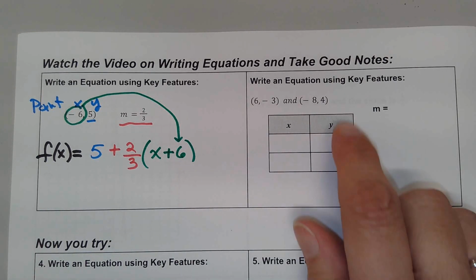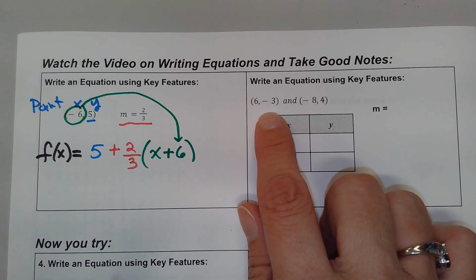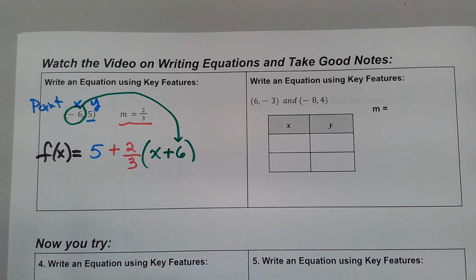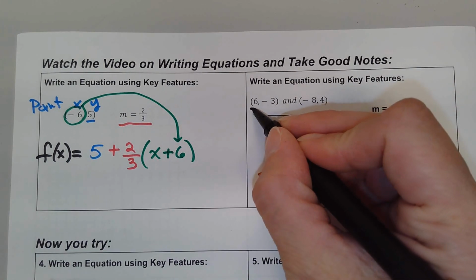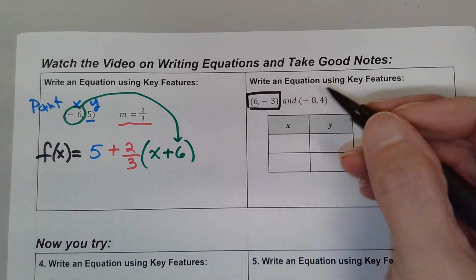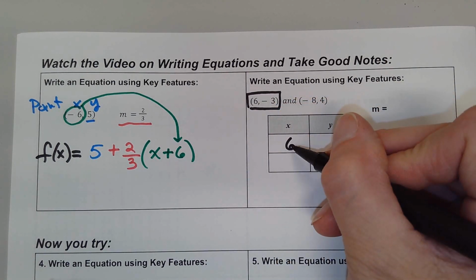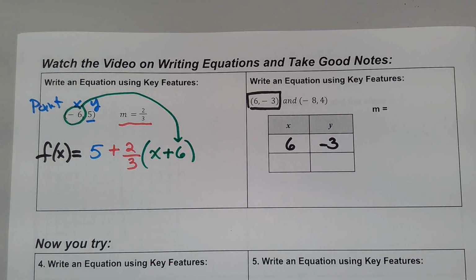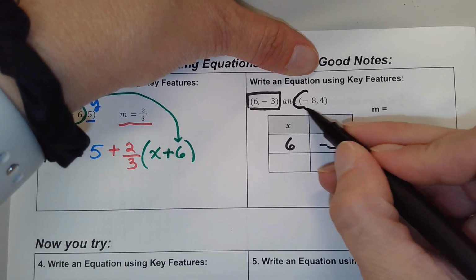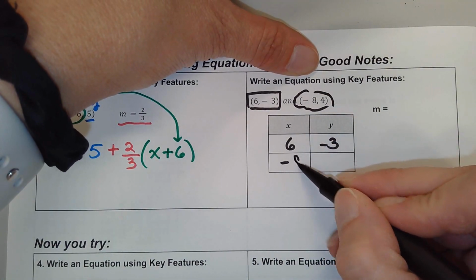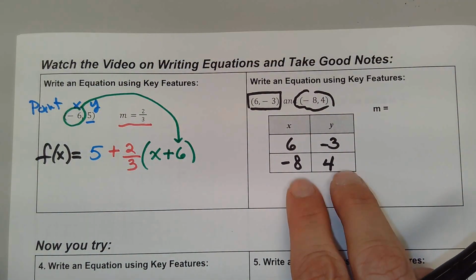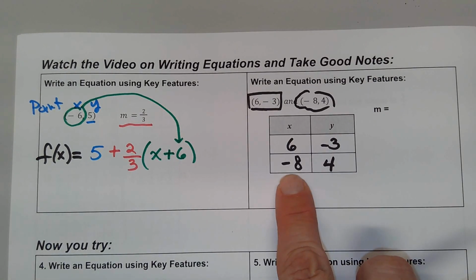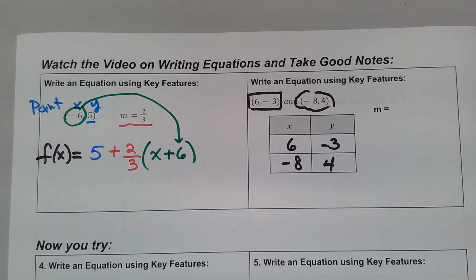All right, let's write another equation. Since we were given 2 points, I'm going to put them into our table right here. This first point, which is 6, -3, is going to go into the x spot and the corresponding y spot. This second point, which is -8, comma 4, goes together. Make sure you put one x with one y for that point.